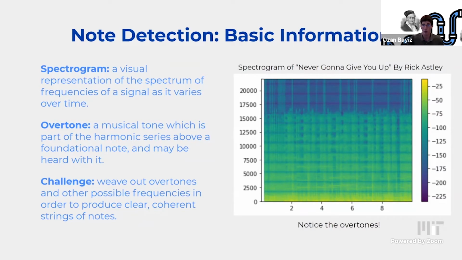Overtones are musical tones which are part of the harmonic series above a foundational note. Often, when a single note is played, there are numerous other higher frequencies that resonate along with it, which make up the overtone or harmonic series.